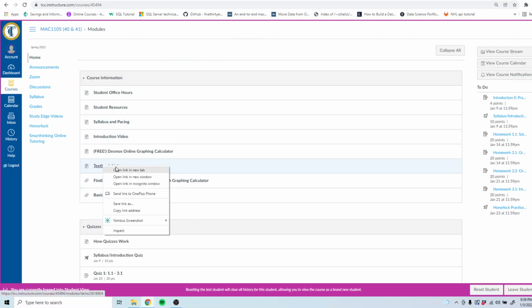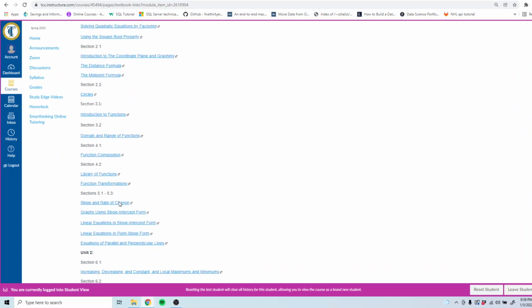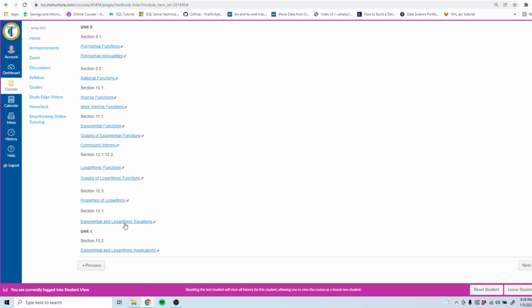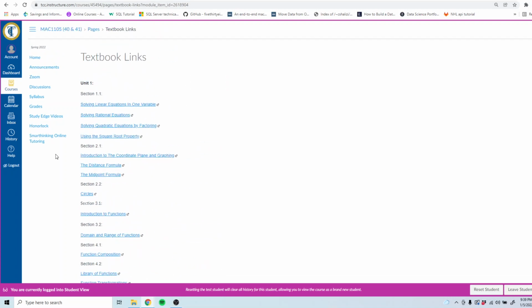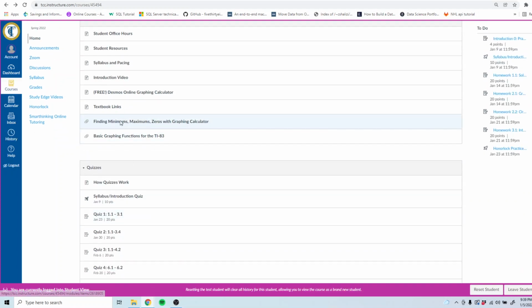Textbook links sounds exactly like it is. I'll open a new tab, but basically in each section, there are textbook links. I don't typically recommend going through these unless you want something extra. Now I'll show you why. And then, like I said, these are 2 handouts. They're not going to necessarily be useful right now because there's very little you have to do with the graphing calculator, and it's not for a while.